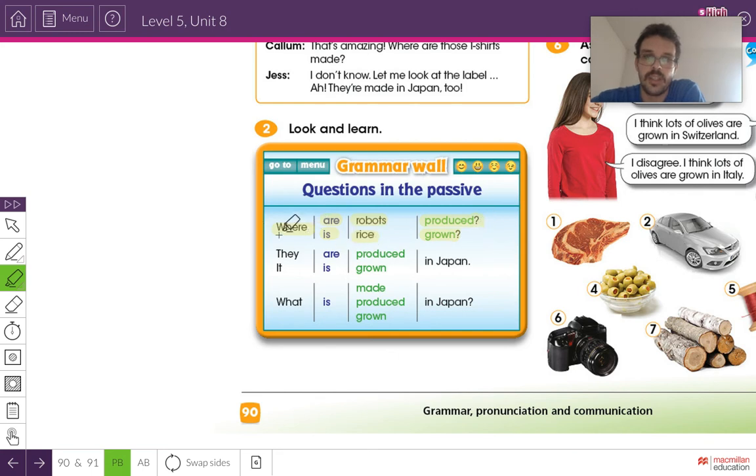So I could say, for example, where is rice produced? Where is rice grown? And then the answer would be rice is grown in China. Or I could say, where are robots produced? Robots are produced in Japan. So we're going to be making questions like this.